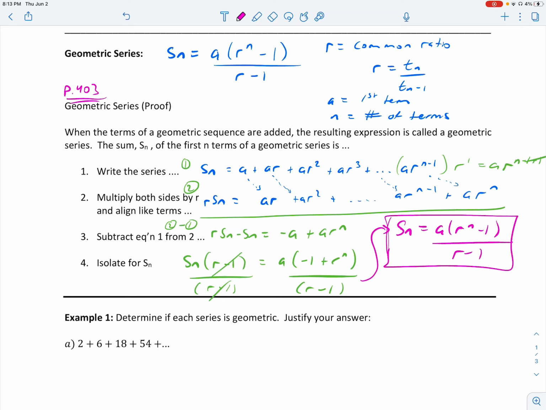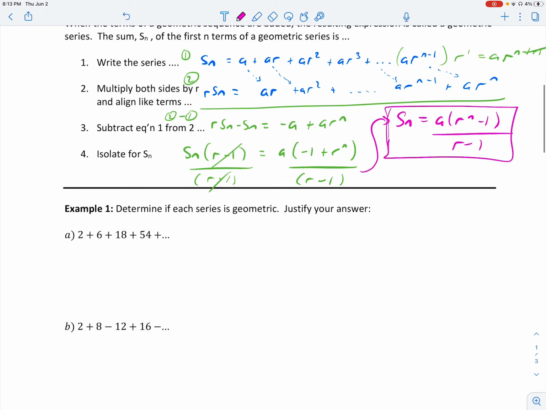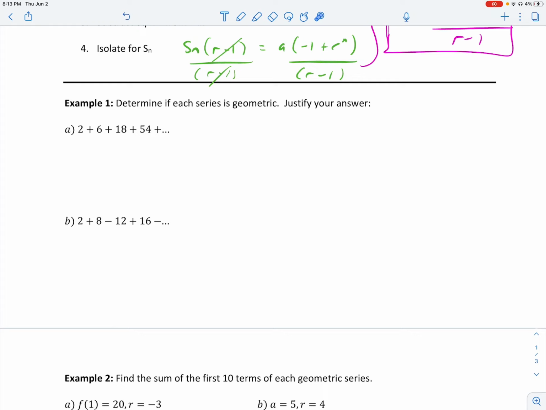All right, so let's go on to our first example. This is kind of more important, what we need to be able to do from this lesson. So we want to be able to solve the series. This first example says determine if each series is geometric and then justify your answer. So we actually don't even want to find the series here. We just want to know if it's geometric.